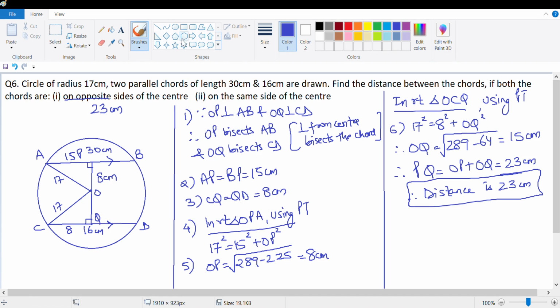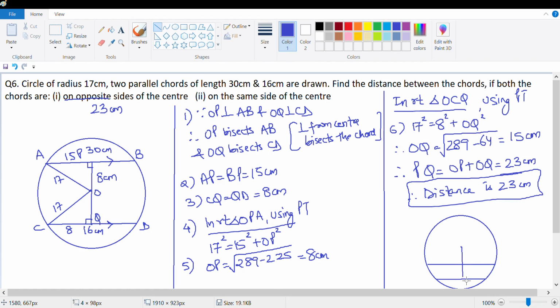Now the same question has a second part, which is if both these are on the same side. I'll just draw a rough diagram and then I think we will be able to solve this without any problem. So in this case, this is the bigger chord, this is the smaller chord. Obviously the chord which is closer to the center of the circle will be the longer chord.